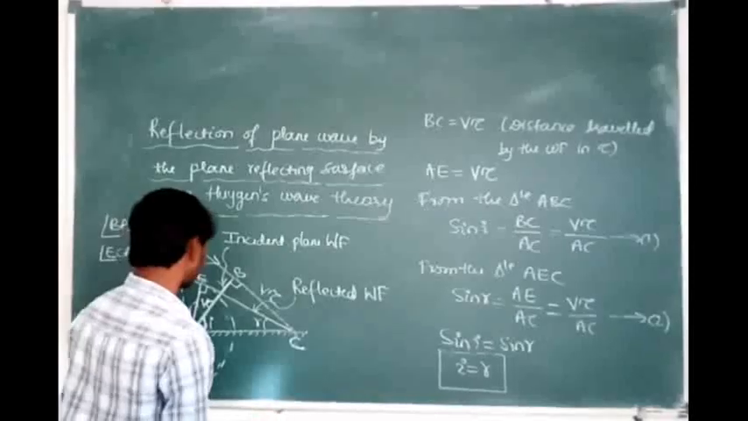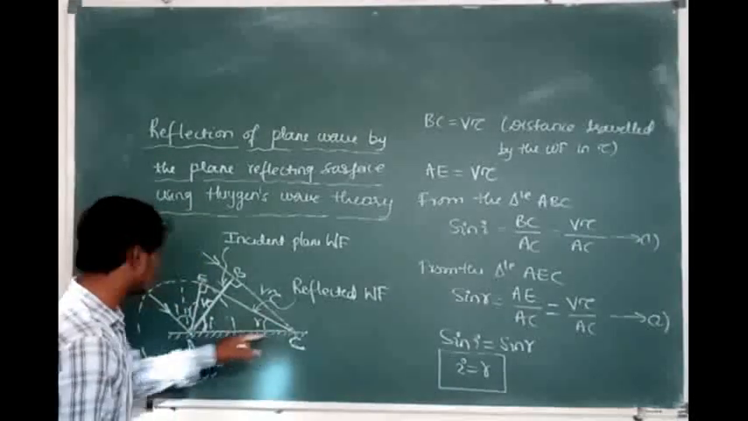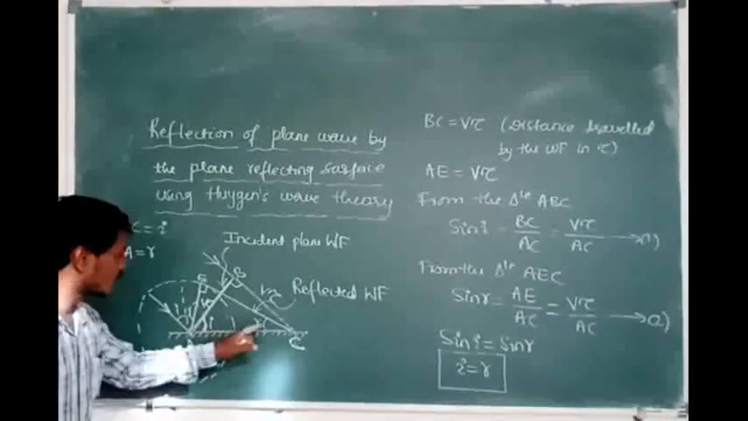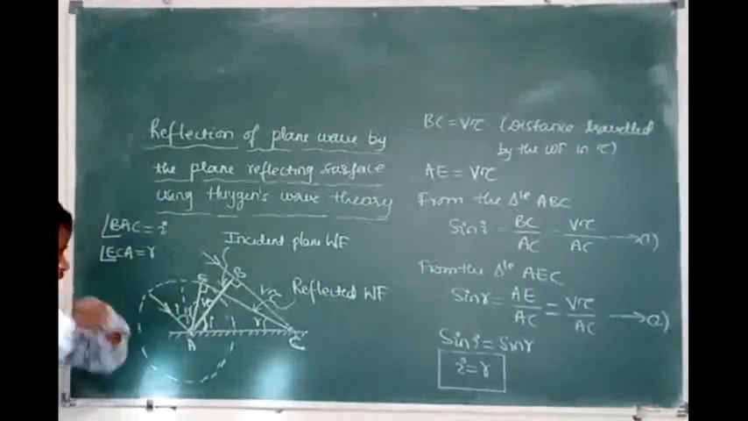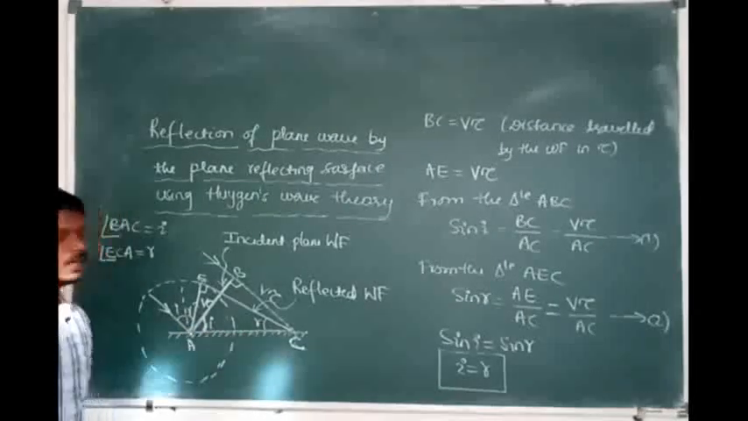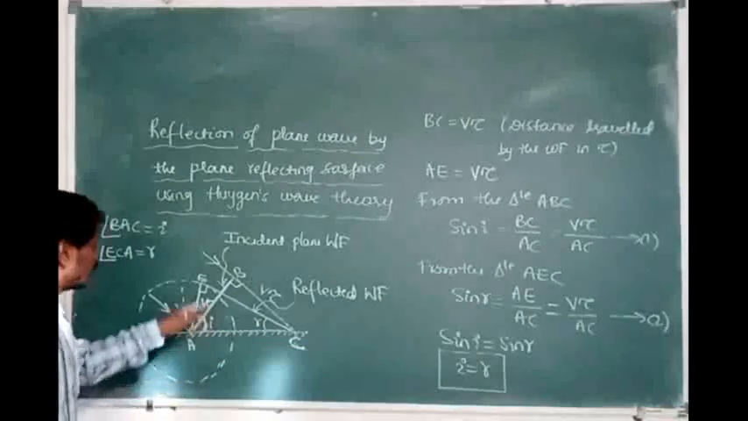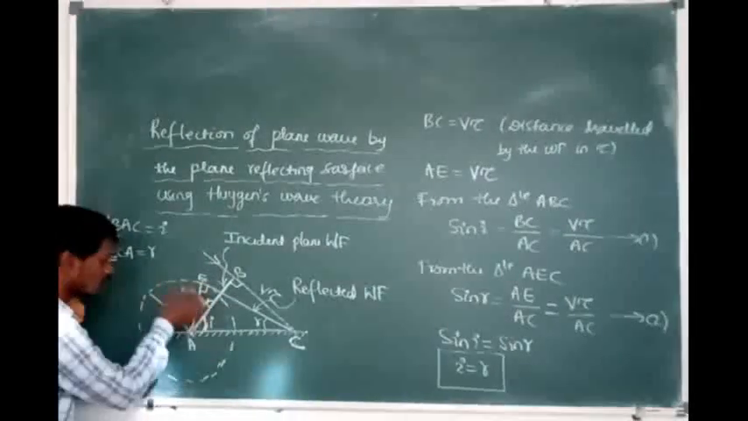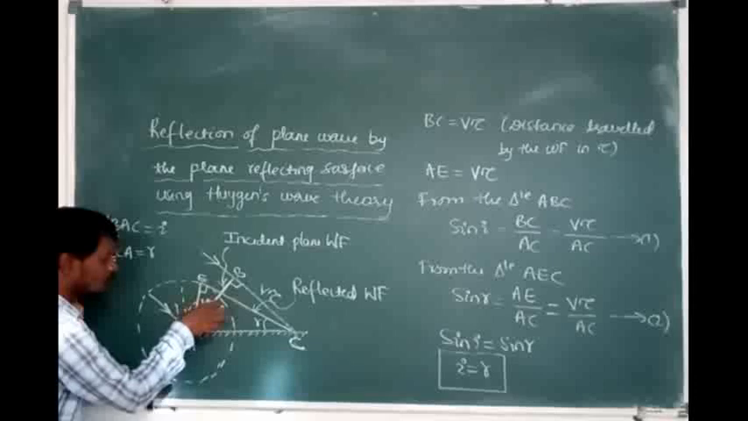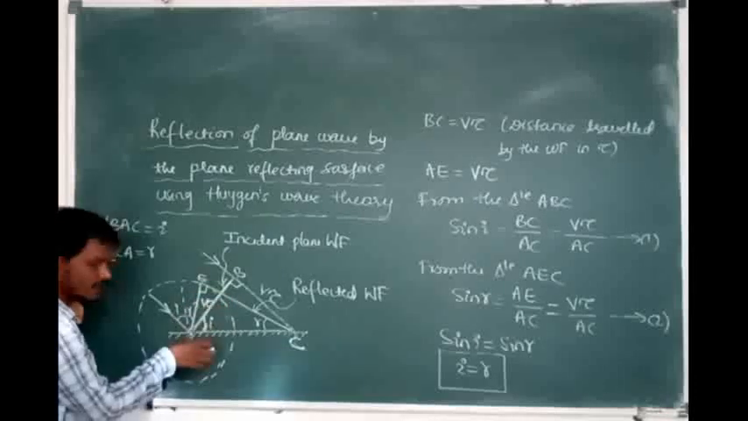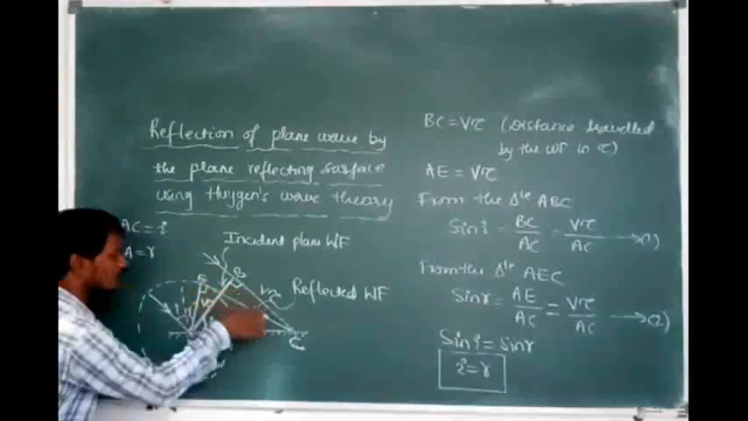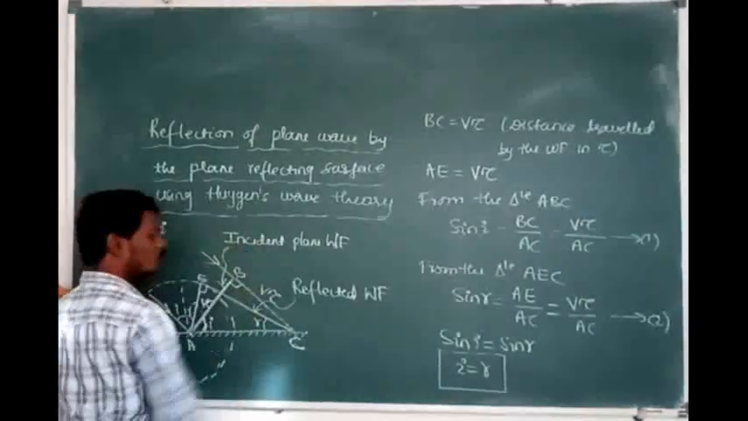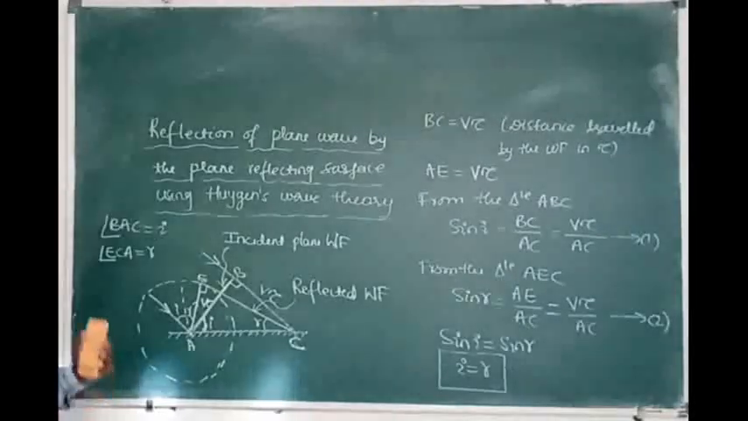Here AEC and ABC are called congruent triangles. In congruent triangles, these angles are always equal, means the angle of incidence is equal to the angle of reflection. Then how to construct the reflected wavefront here? We have to draw the sphere of radius V into tau with A as the center. Then we will get the reflected wavefront. And the incident wavefront and reflected wavefront are both in the same medium.